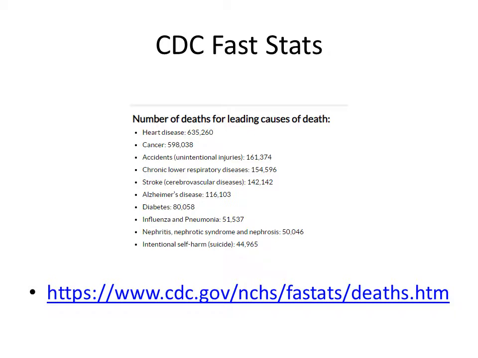And this is in the United States, so probably no surprises here for you as practicing nurses that heart disease is number 1, followed by cancer, and then it drops off with accidents, chronic lower respiratory diseases, and so on and so forth. So this is a broad view and just good to understand what are the leading causes of death.